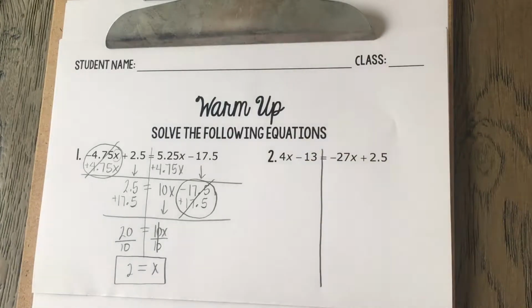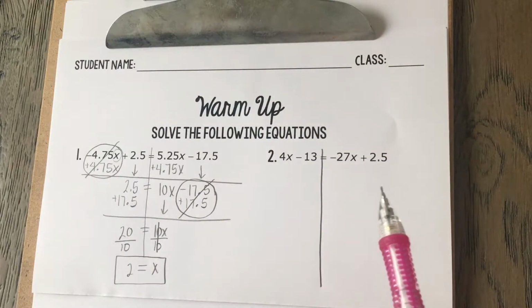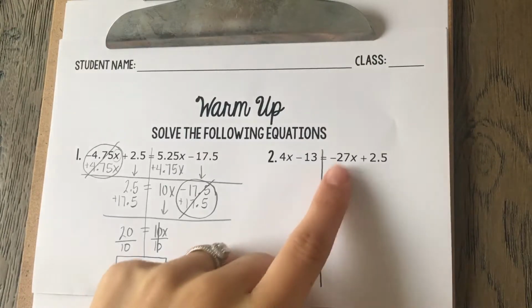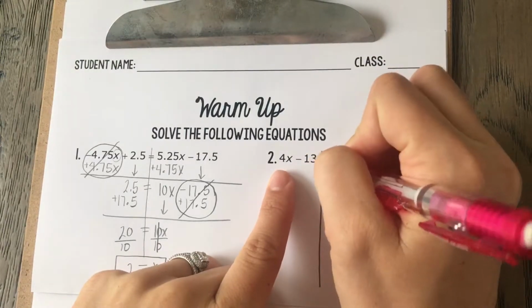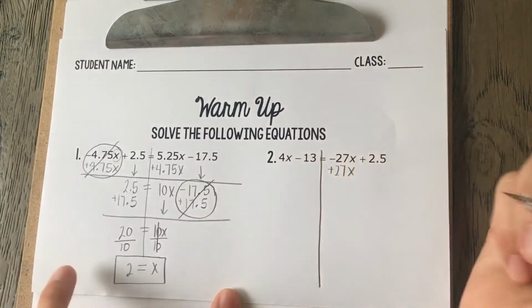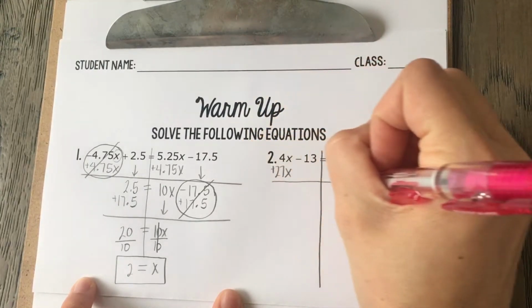So now number 2. Again, the whole goal here is to isolate the variable so that I know what x is equal to. The first thing I want to do is get all the variables on one side. And again, it doesn't matter which one you start with. I like to start with the smallest variable just because that is easier to keep consistent. I know negatives are smaller than positives, so I'm going to do the opposite of negative 27x, and that's positive 27x. So I'll add 27x on both sides.